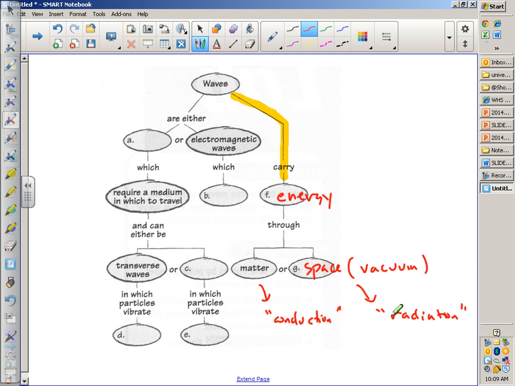Okay? So we see here that this section with waves is talking about the context, or talking about the mechanics of how does conduction happen, how does radiation happen.